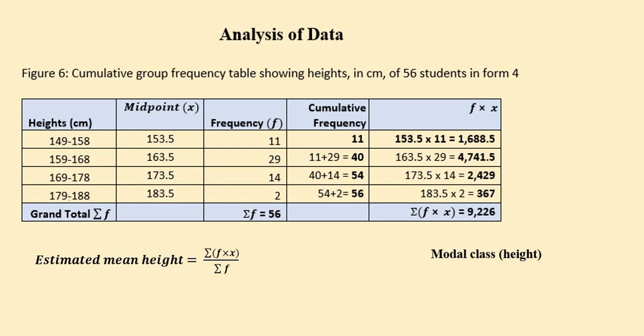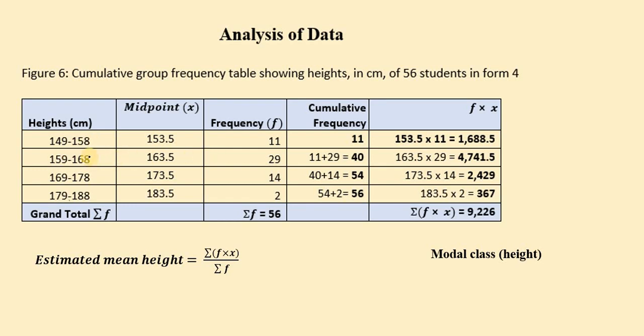Here we have a cumulative frequency distribution table showing heights in centimeters of 56 students in Form 4. The table is completed, as you can see. This is just an explanation as to what each heading is really saying. We have the heights of students in class intervals from 149 to 158. That's the range of heights of several students. How many? Well, the frequency tells us that we have 11 students having heights from 149 centimeters to 158 centimeters.